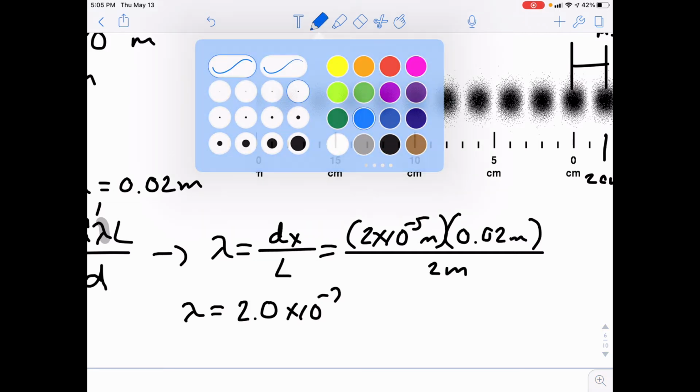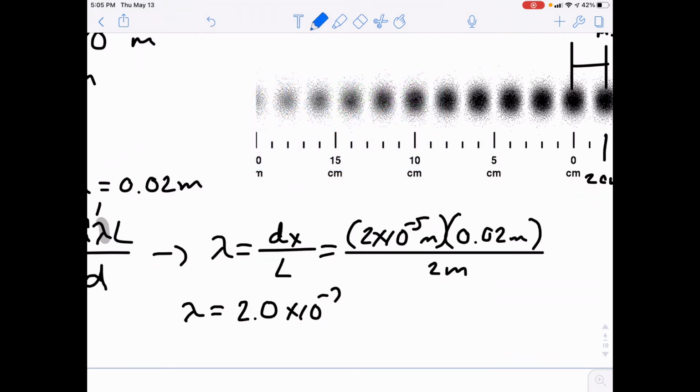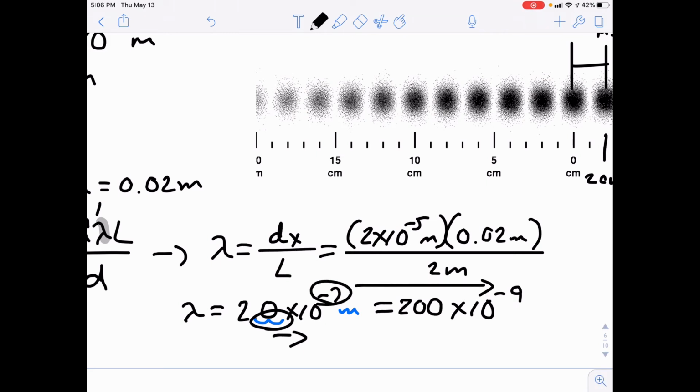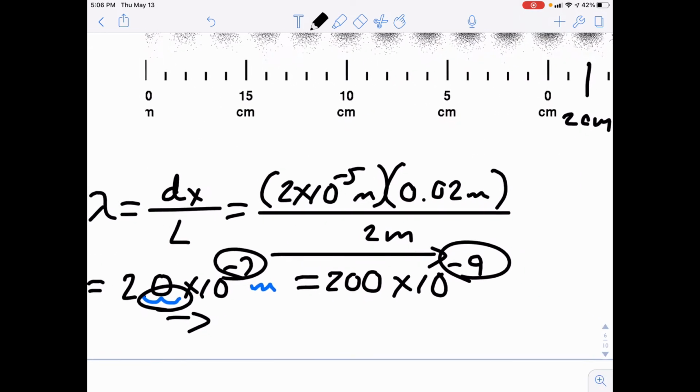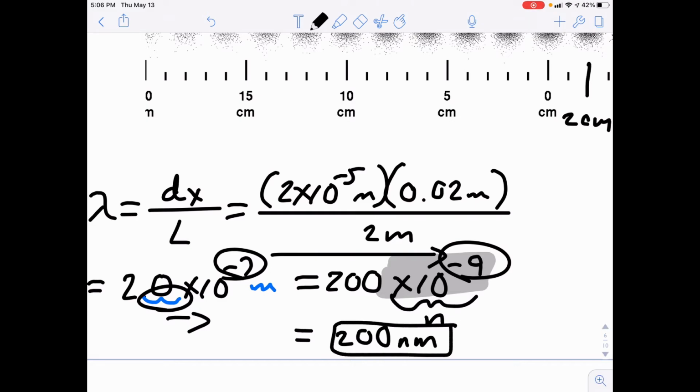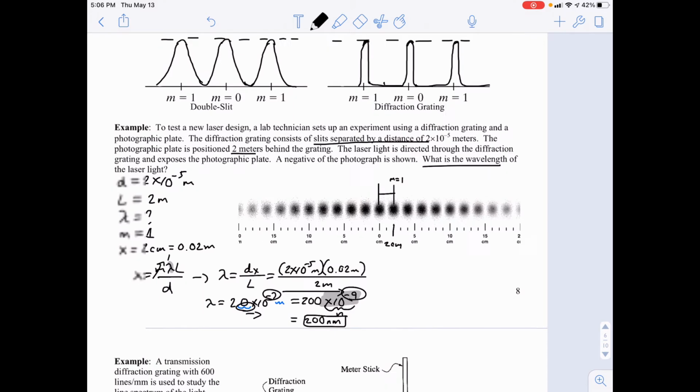Now, keep in mind, you should get in the habit of converting this, because this is in meters. If I move the decimal place over twice, this becomes 200 times 10 to the negative 9. Moving the decimal this way twice moves the exponent twice. And you should remember that 10 to the negative 9 is nano. So in other words, this is 200 nanometers, which would most likely be ultraviolet light.